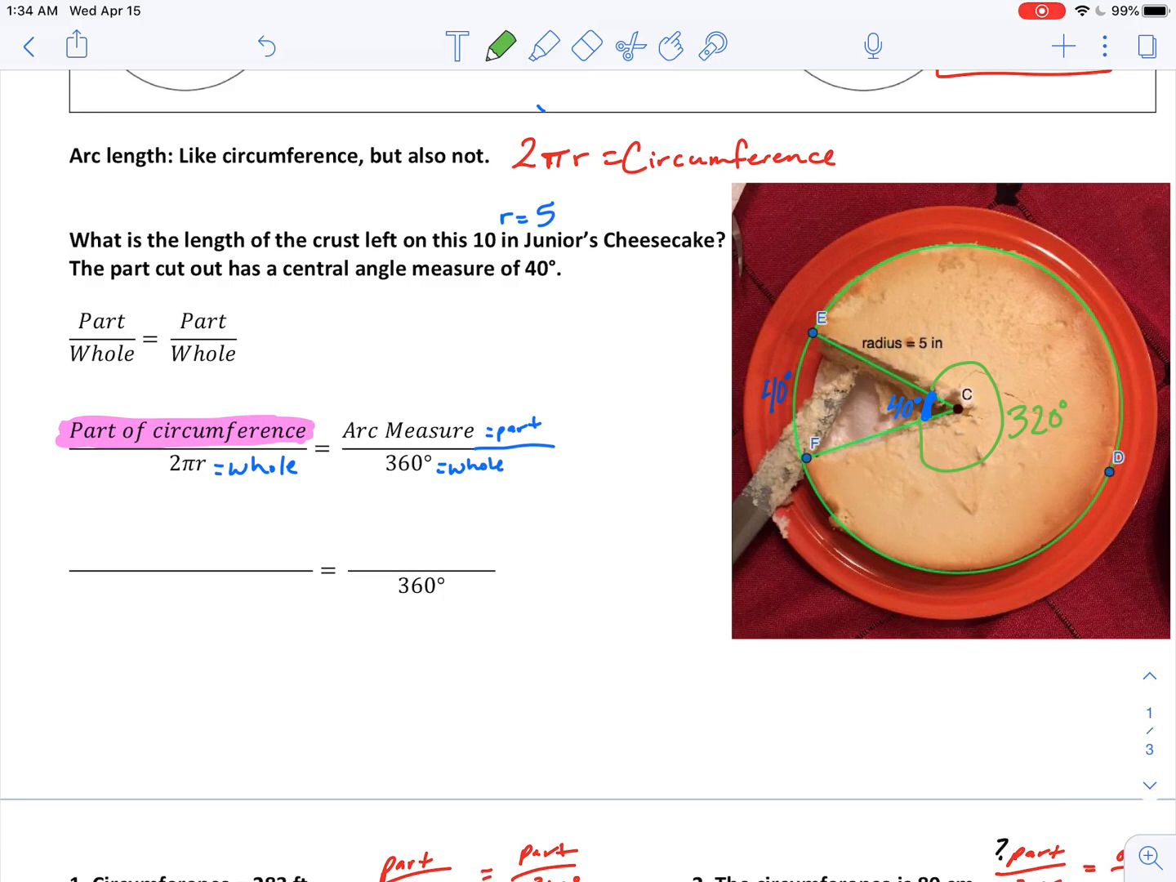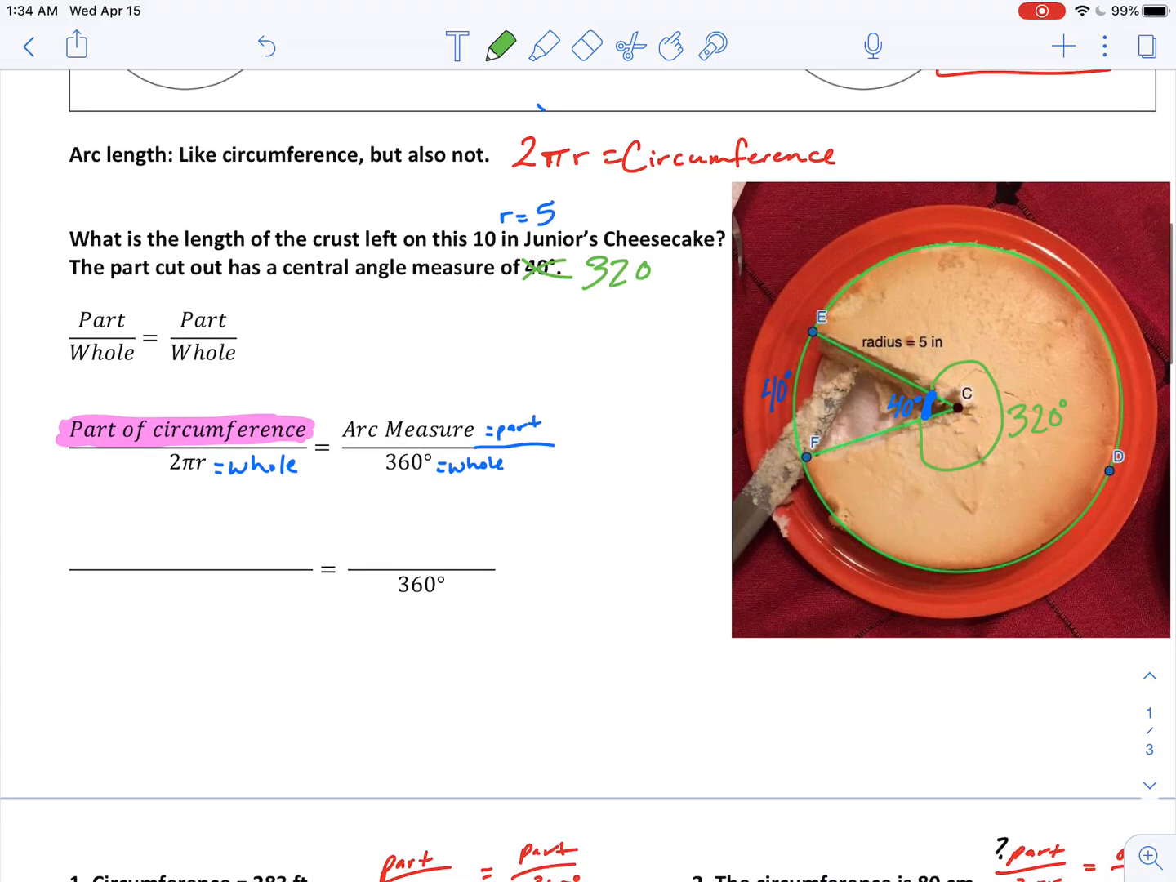So this is a 5-inch radius, 10-inch diameter. All pastries are measured in diameter. Same with pizzas. So first thing we should note is that this is 320 degrees. That's corresponding to the arc that I really want. So we're not even going to worry about 40. We want 320.